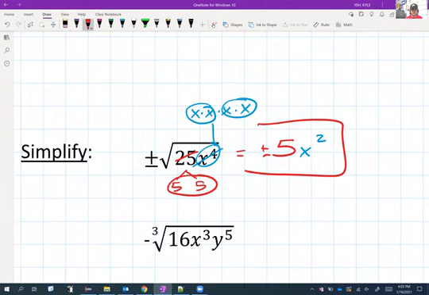Looking for those groups of 2. 25, we had a group of 2 5s. And then 4 x's, we're looking for groups of 2. So we can kind of look at it like this. We have 2 of them, pull them both out, nothing left over. Plus or minus 5x squared.